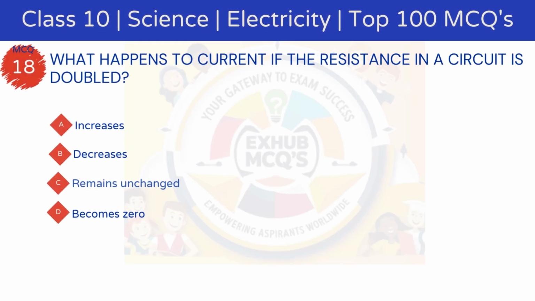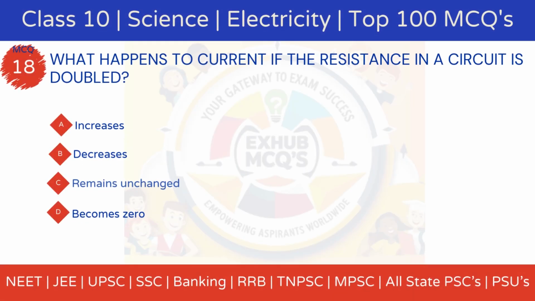MCQ 18. What happens to current if the resistance in a circuit is doubled? Option A, increases. Option B, decreases. Option C, remains unchanged. Option D, becomes zero.